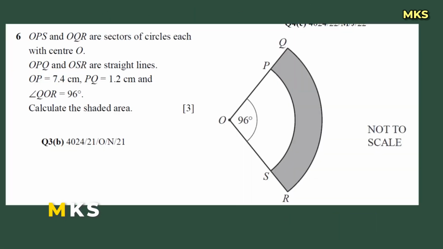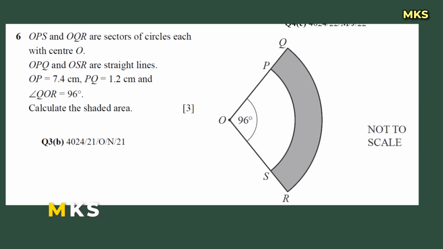Question 6 of the worksheet, which is taken from October-November 21 paper 2-1, and this is question number 3b of that paper. OPS and OQR, they are sectors of circles, each center O. So they also call them concentric sectors, means the sectors having the same centers. OPQ and QSR, they are straight lines. OP is 7.4 centimeter, PQ is 1.2 centimeters, and the angle QOR is 96 degrees.